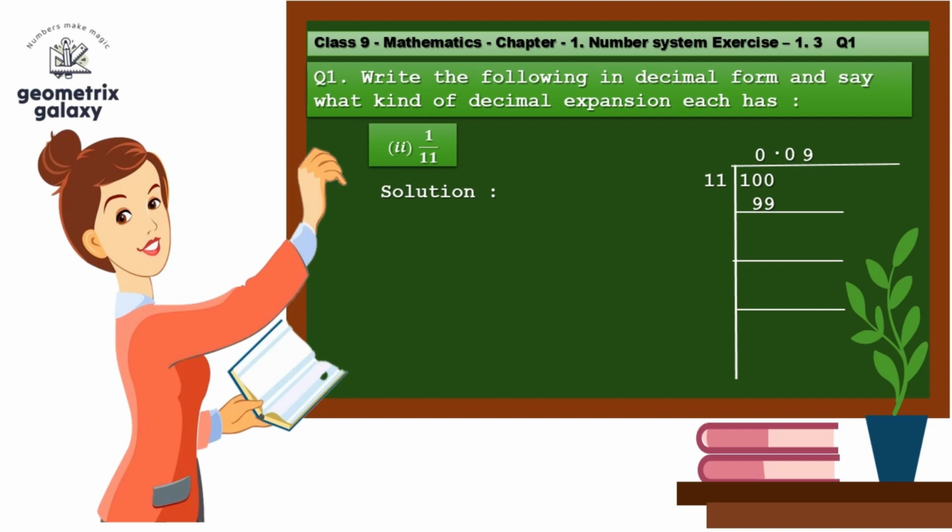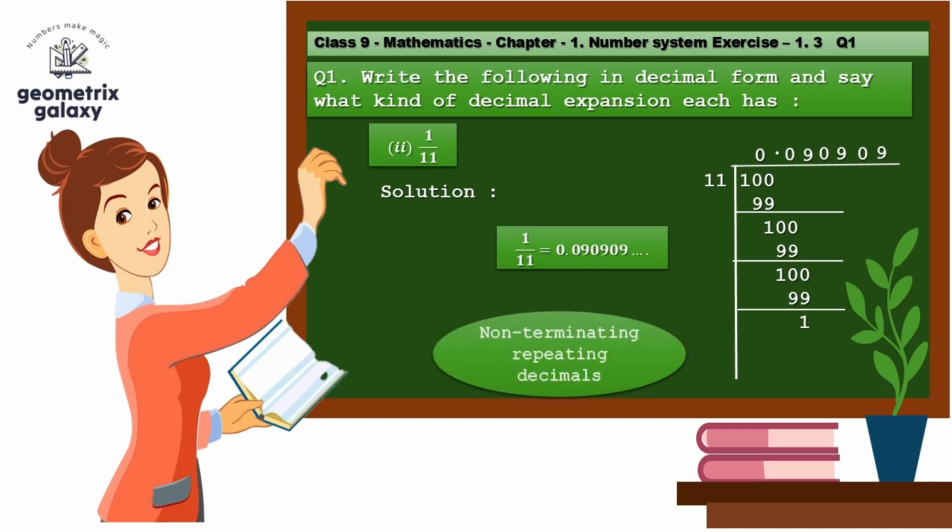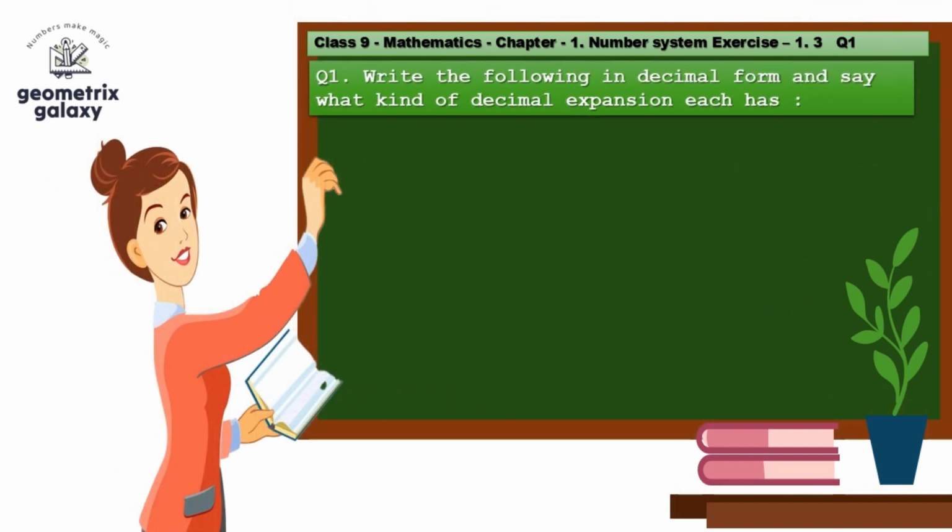Now 11 nines are 99. So 100 minus 99 is 1. Again we have to do the same procedure. So the quotient will start repeating. If the remainder is same, then the quotient will also be repeating. Okay. So now the answer for 1 by 11 is 0.090909 etc. What type of decimal is this? Non-terminating repeating decimals.